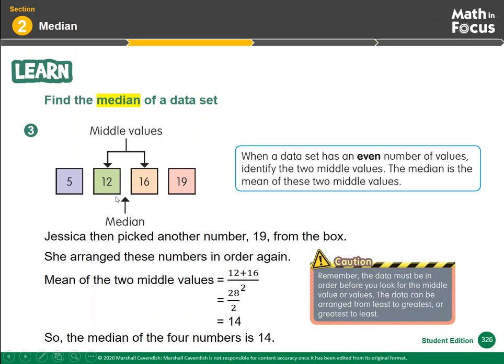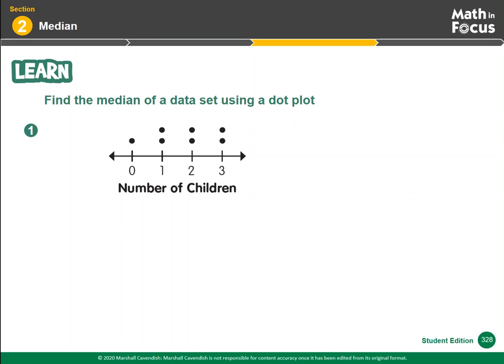Let's go on. Whoops, I went too far. Okay. When a data set has an even number of values, identify the 2 middle numbers. The median is the mean of the 2 middle values. So you find the average of those 2 middle numbers. Okay, find the median of a data set using a dot plot.